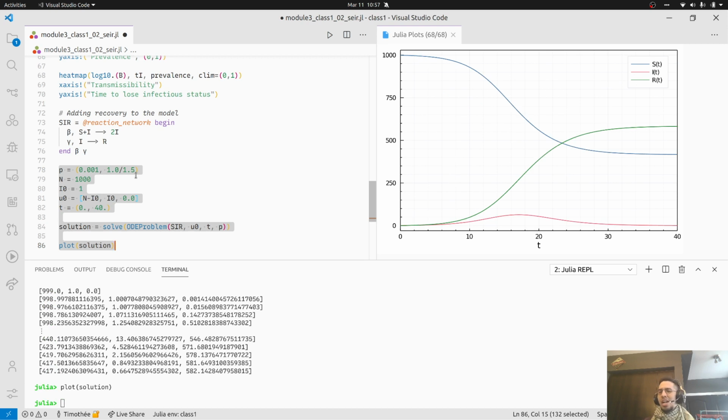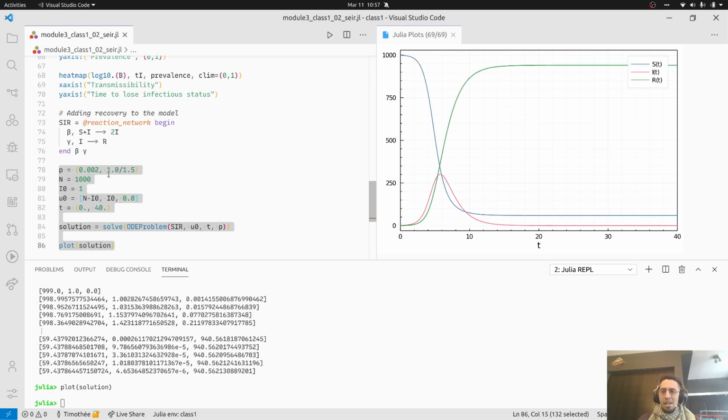Well, if it takes 1.5, then we have a very small peak, and a modest minority of the population is still susceptible by the end of the epidemic. If we keep the same situation, but we double the transmission, we have something that is entirely different. It progresses much faster, with a higher peak, and the epidemic is over soon.